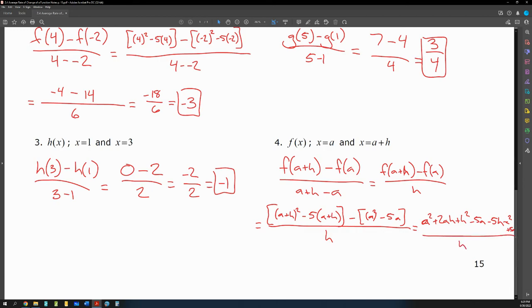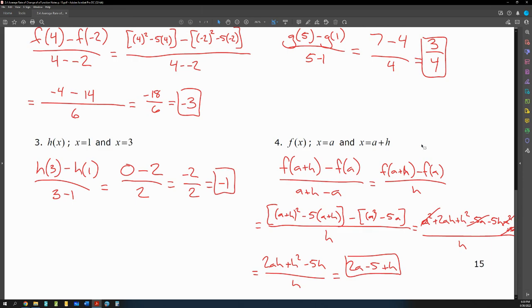Now, a couple things we can cancel here. We have a positive a squared and a negative a squared, which cancel. We have a negative 5a and a positive 5a, and those cancel. So we're just left with 2ah plus h squared minus 5h, and that's all over h. Okay. Well, we can factor out or cancel out an h in both the numerator and denominator. So we're left with, and I'm going to rearrange the terms a little bit here, 2a minus 5 plus h. And then that denominator is canceled out. So we're just left with this expression here.